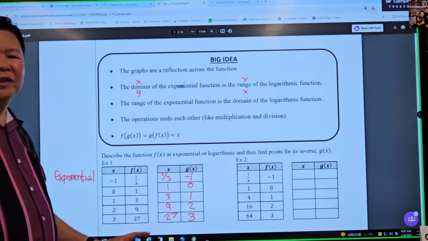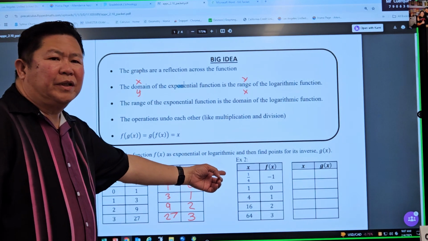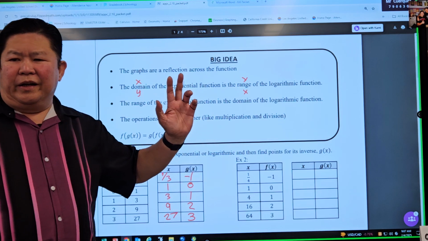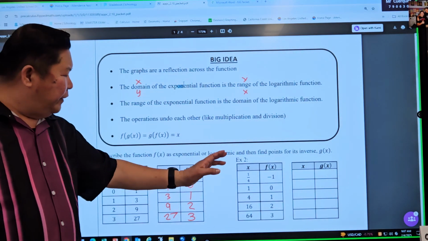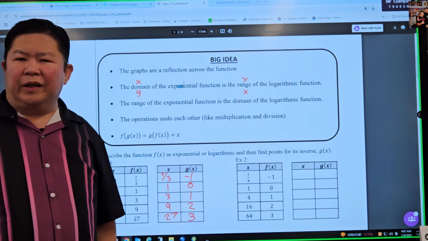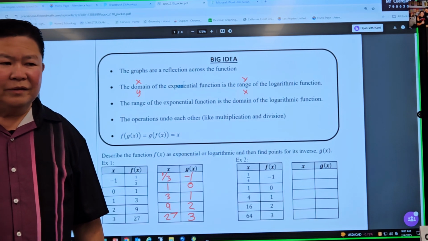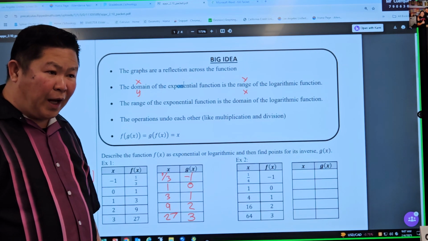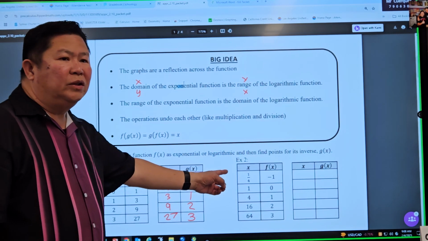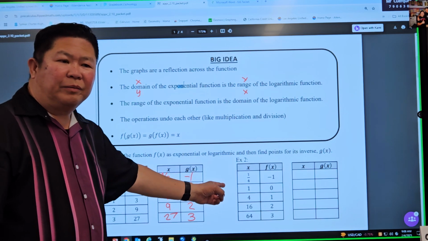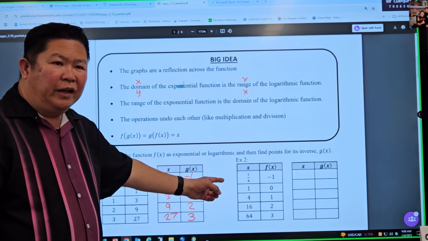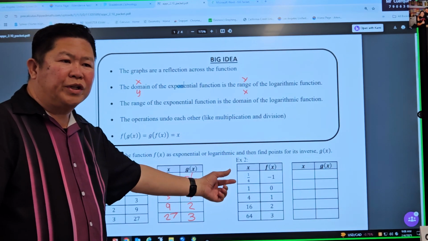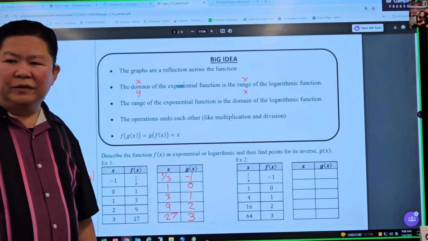Okay, how about example number 2? Is example number 2 exponential or logarithmic? Logarithm. Why do you think that this is logarithmic? Because the x values right here are being multiplied. So, can you write down example number 2 as a logarithmic function? From this table, this is logarithmic because the multiplication occurs at the values of x.